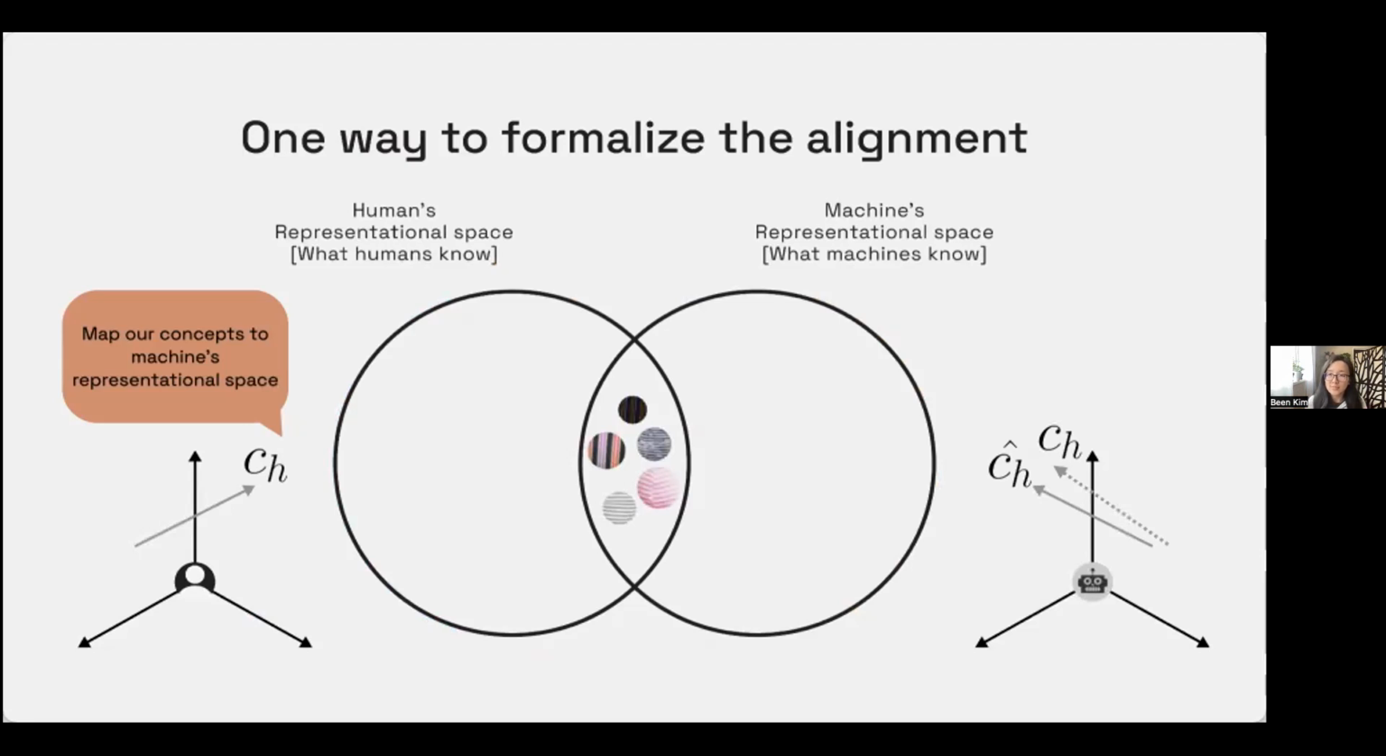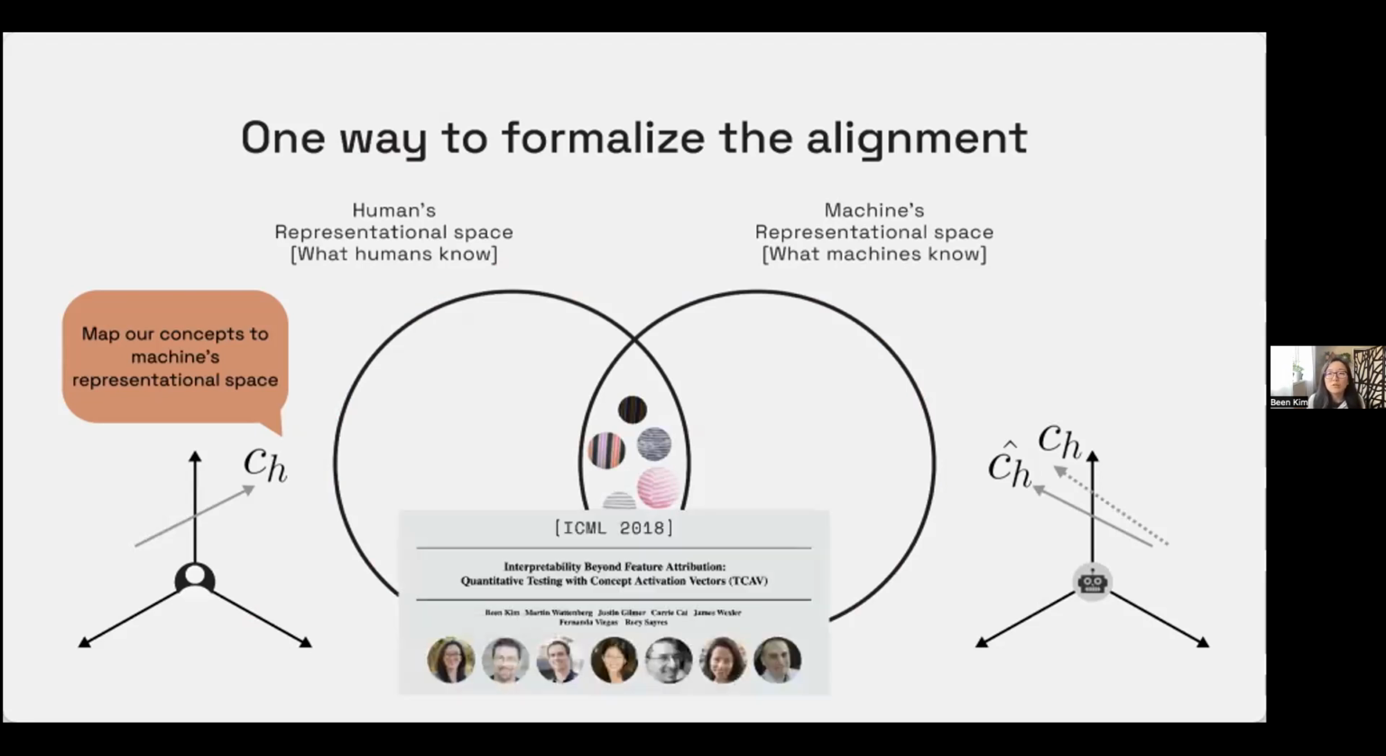And our goal is to estimate CH hat in machine's representational space. Signals from this CH will be naturally noisy because we never have all the exhaustive examples of stripes. There will be other information that comes together, typically with striped concepts, like the t-shirt concept that highly correlates with it. So one way to learn this CH hat is using this work called TCAF from a few years ago. I'm not going to talk about this work in this talk, but it's a simple method to use the CH hat to talk to the machines.